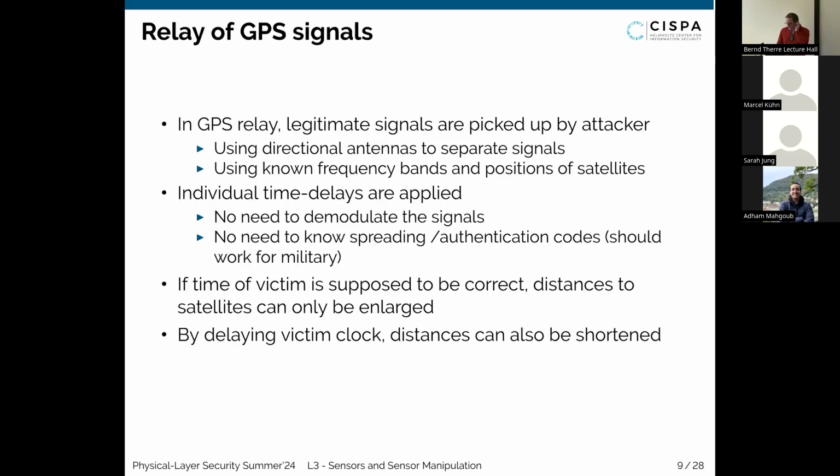Okay, military GPS relay, theoretically should be possible. I've never seen people do this in practice, or at least live to speak about it, but I'm sure some people experimented with this. Yeah?